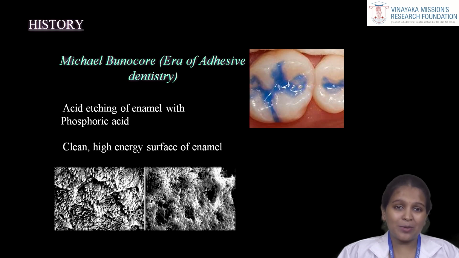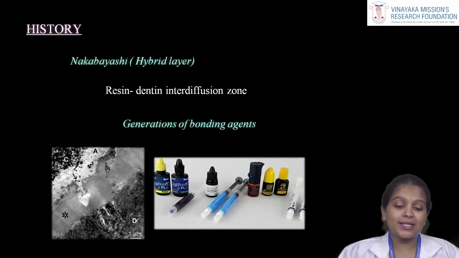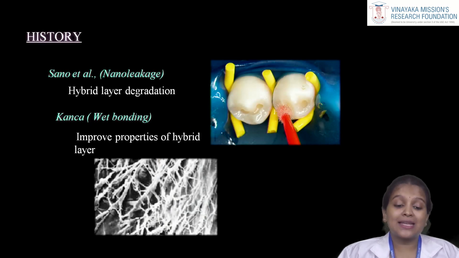Here the preparation is very minimal and the adhesion, that is the durability of the bond, is majorly dependent on micromechanical retention. Nakabayashi coined the term hybrid layer, which is otherwise called the resin-dentin interdiffusion zone. From then on, several generations of bonding agents came into existence. We will be discussing all the bonding agents in the later slides. Sano et al. noticed nano leakage, which led to hybrid layer degradation. In order to improve bonding to the dentin, newer bonding techniques were adopted which slightly deviated from the conventional bonding technique. This was given by Kanca, that is the wet bonding concept, which improved the properties of the hybrid layer.